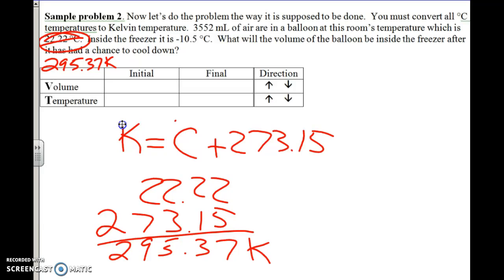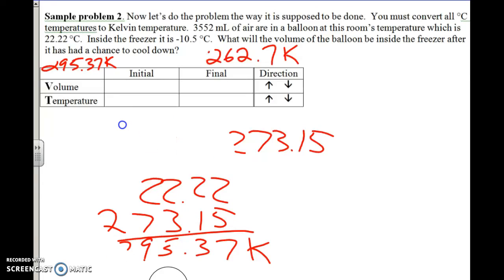We have to also convert this negative 10, so we're going to use the exact same formula. And in this instance, this would end up being 262.7 Kelvin. That one you got to watch the sig figs on. Your answer can be no more precise than the least precise piece of data. And 10.5 goes to the tens place, so our answer could only go to the tens place. So I'm going to erase all this because I'm going to need this space for work.